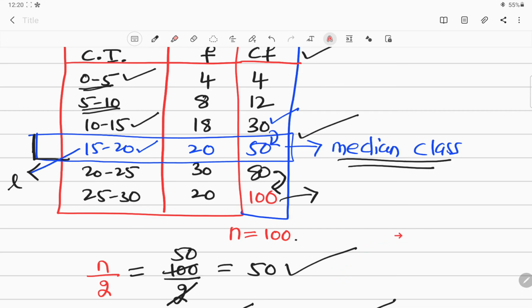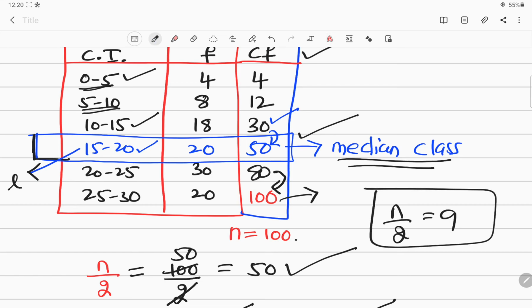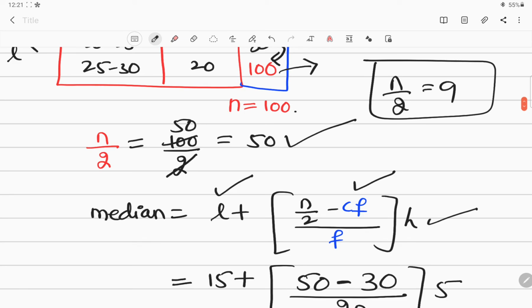I gave you so many examples for n by 2. Let me ask you, if n by 2 is, for example, 9, what will be the median class? Tell me. Where will 9 come? 4 is there, after that 12 is there. 4 to 12 means 9 is coming here only, no? So this is the median class at that time. So I have to find the median class.